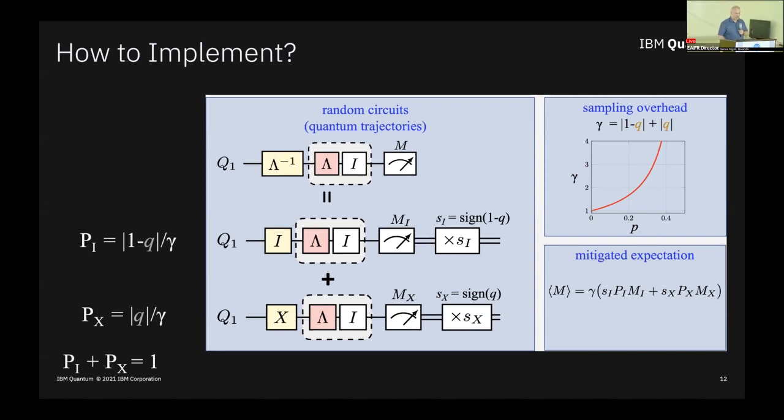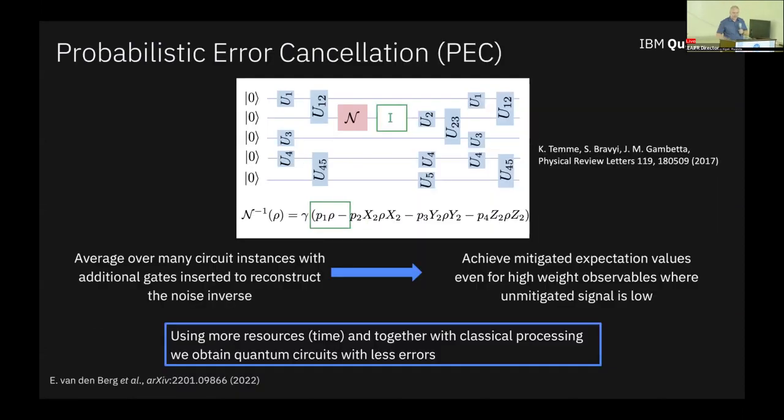Okay, so how does this work in practice? Remember, the goal here is we're going to start with some circuit that we care about, and we're going to try to average over many more circuit instances with these additional gates, just like that X gate I inserted. And we're going to get mitigated expectation values where the expected value of these is perfect, even though my quantum computer isn't.